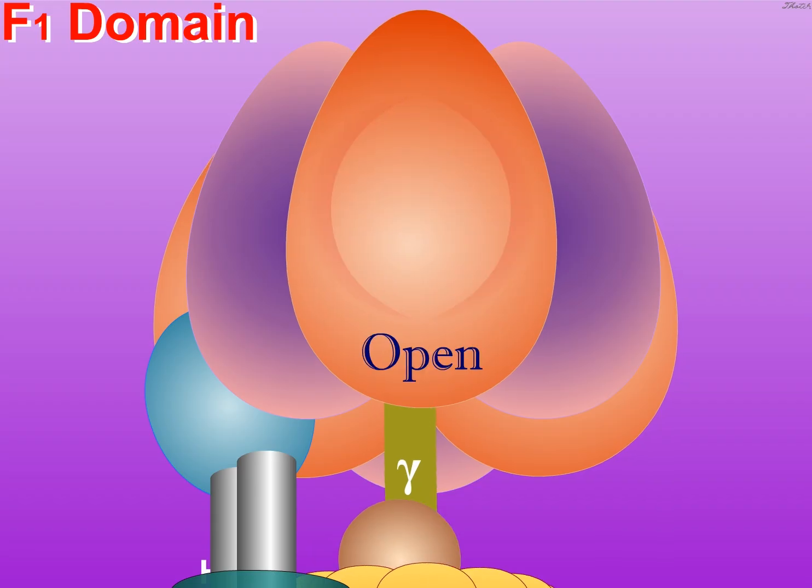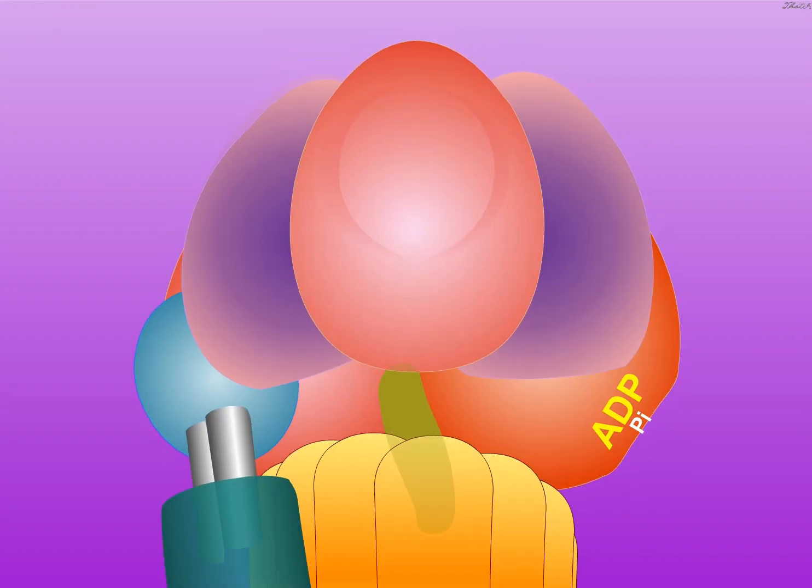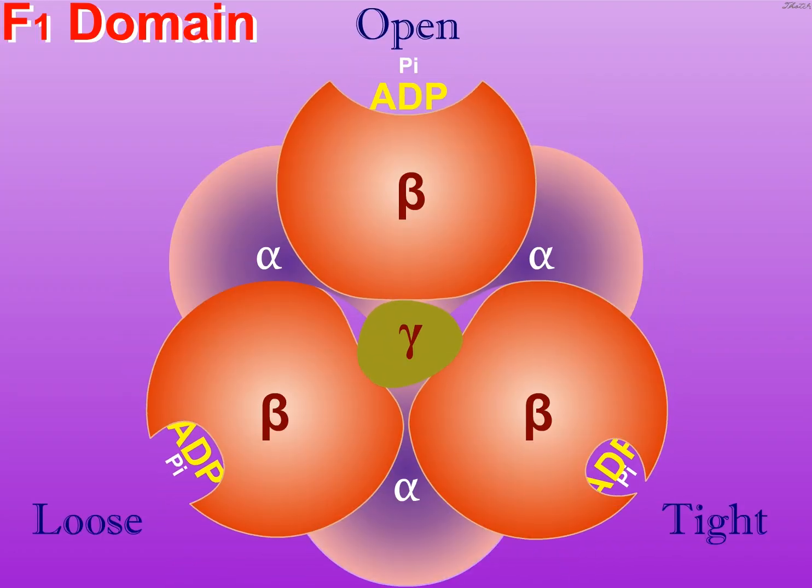When beta returns to the open conformation, it releases the ATP and water before it binds the next ADP and phosphate. The basal view of the F1 domain displays sequential ATP synthesis with all 3 beta subunits. From the basal view, the cycle proceeds clockwise.